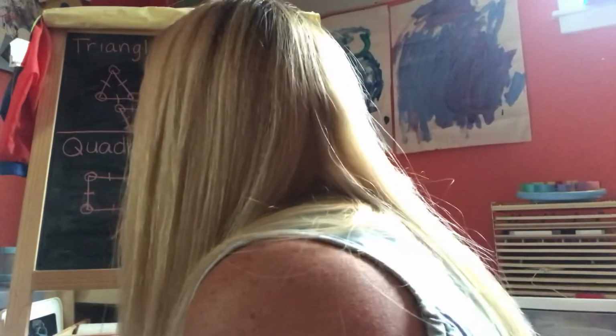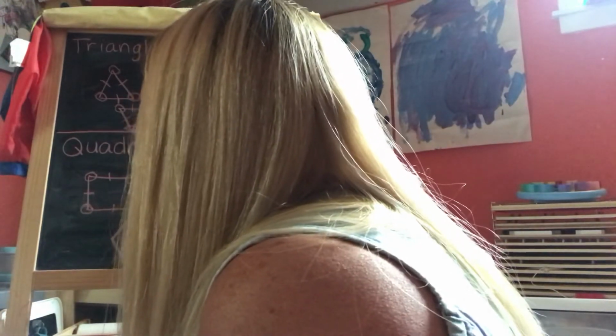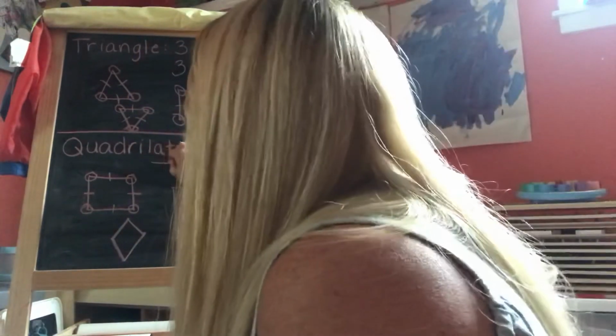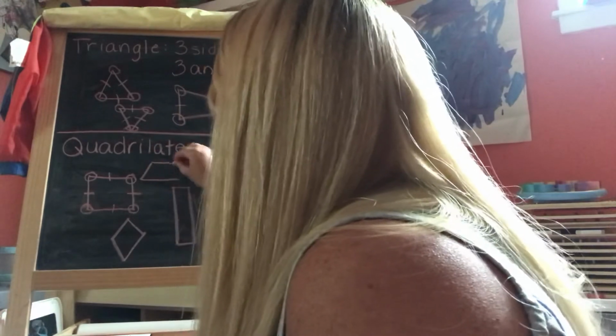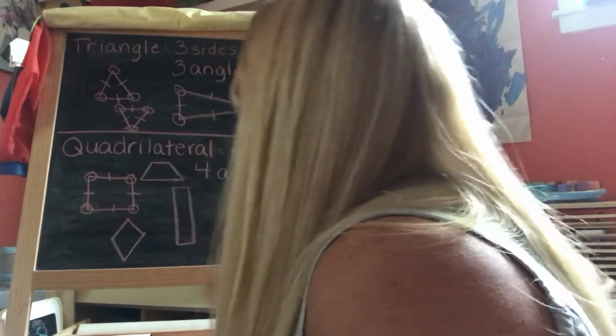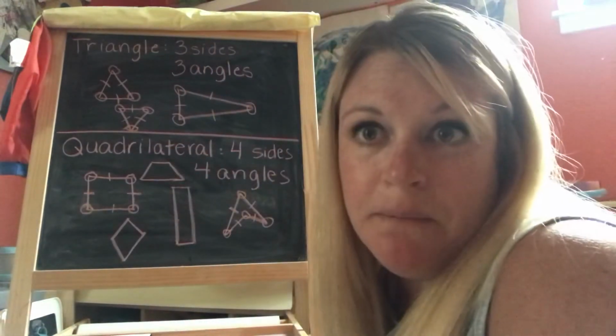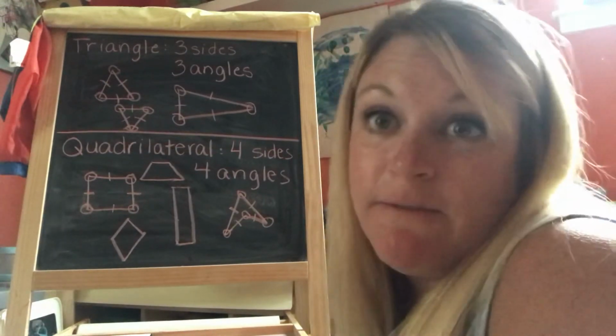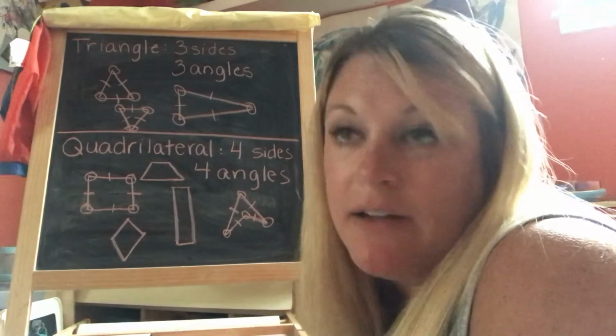It can look like this. It could look like this. And so many more. There are so many different types of quadrilaterals. It has four sides, four angles.